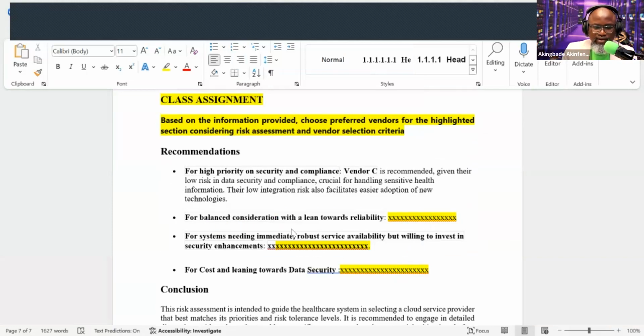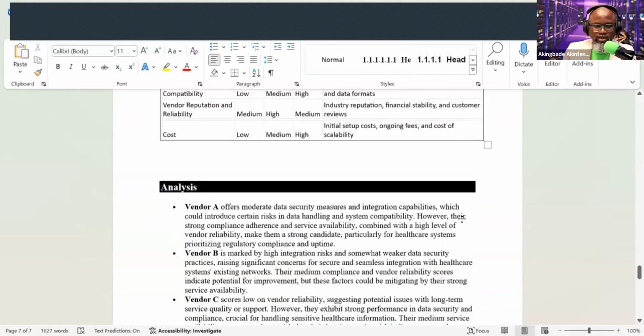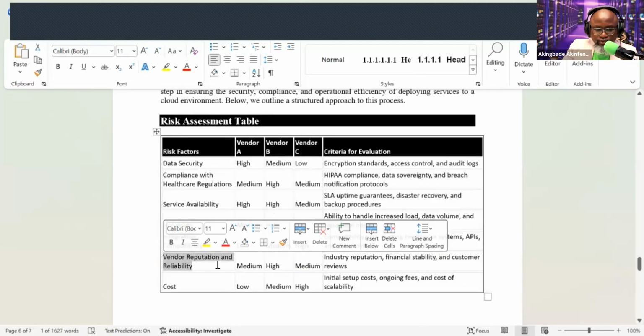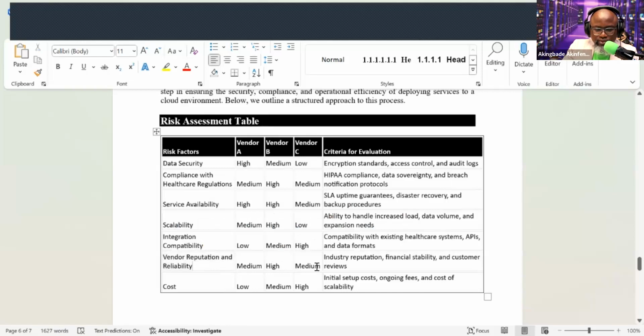If I'm thinking of balance consideration with a lean towards reliability, I want a system that is reliable. That's my focus. So let's look at this now: security, service availability, scalability, integration, vendor reputation, and reliability. So this is reliability for me. Let me see what you guys think. Let me allow you to chat. What do you guys think?